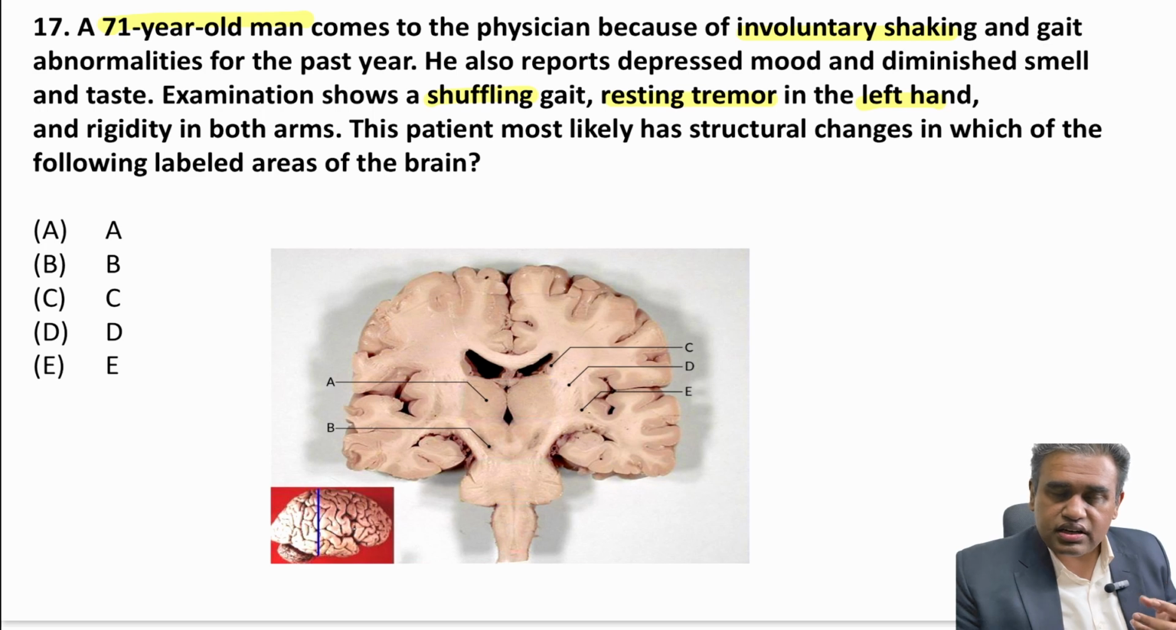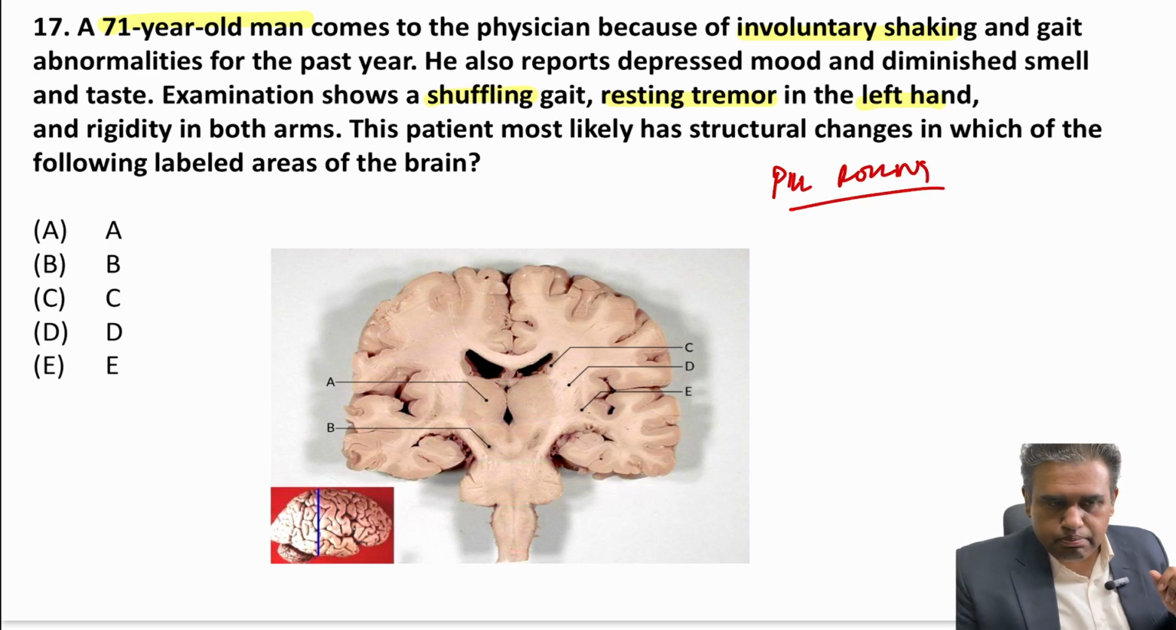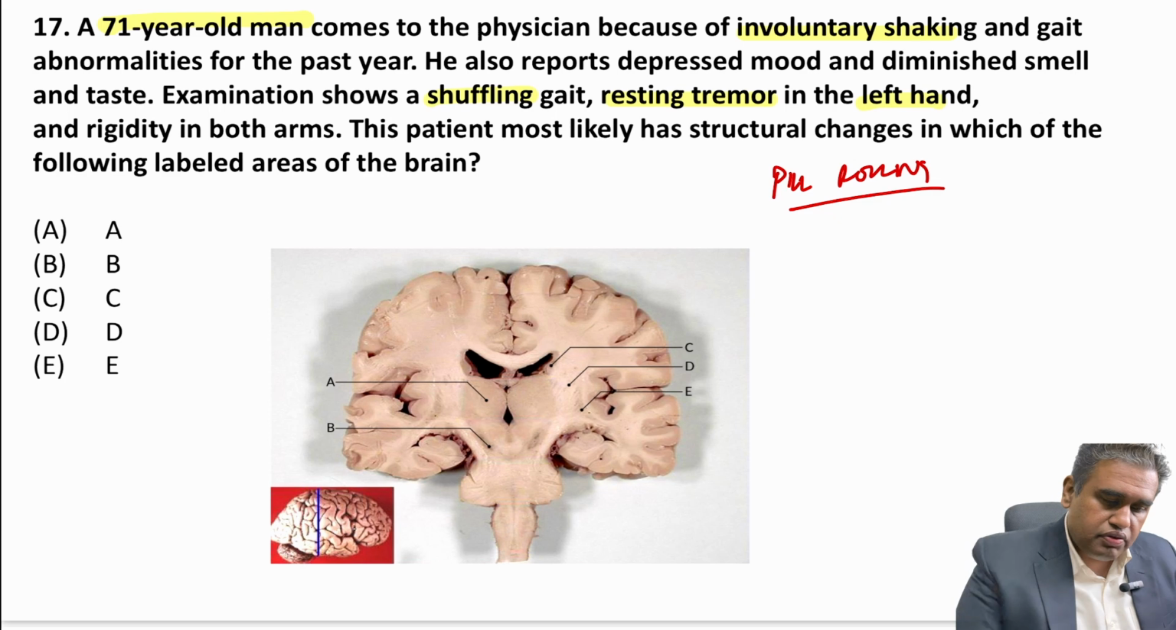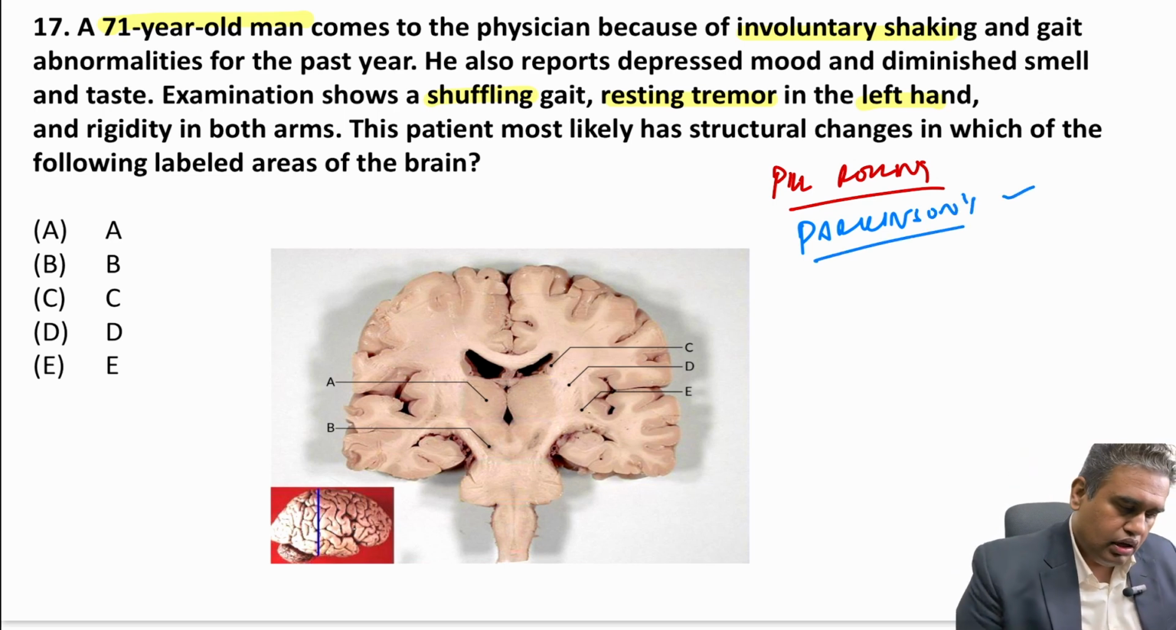That is normally seen when? It's also known as a pill rolling tremor, okay? And that is a pathognomonic feature, you can say, of a disease known as Parkinson's, right? We have Parkinson's disease, which is quite commonly seen in the neuro wards. Now, also rigidity in both arms is what the other point is referring to.